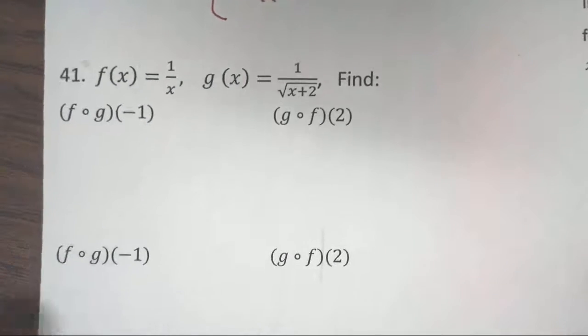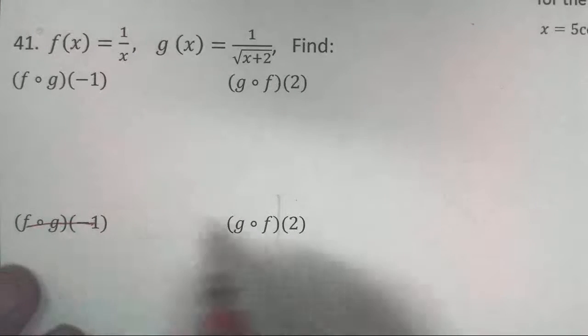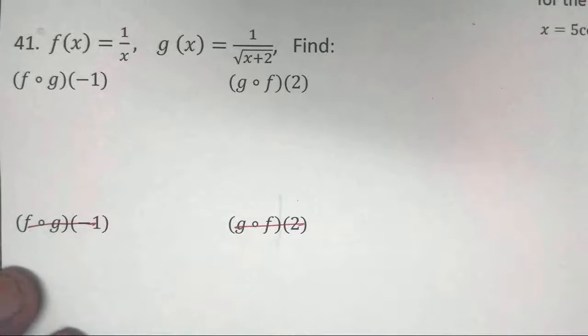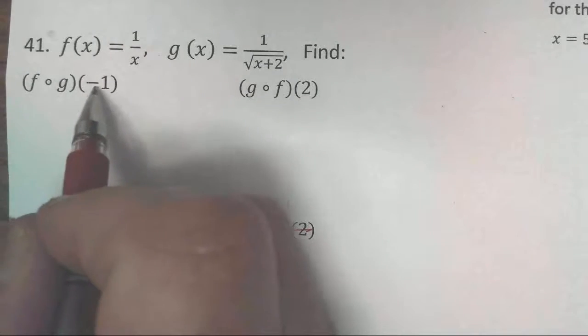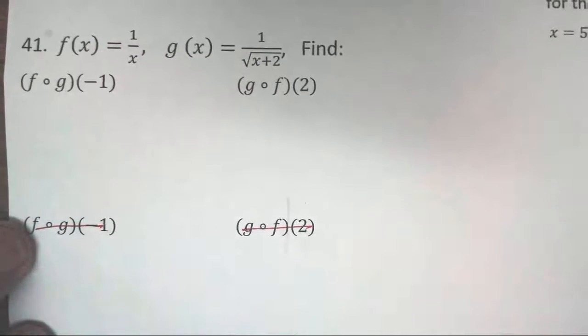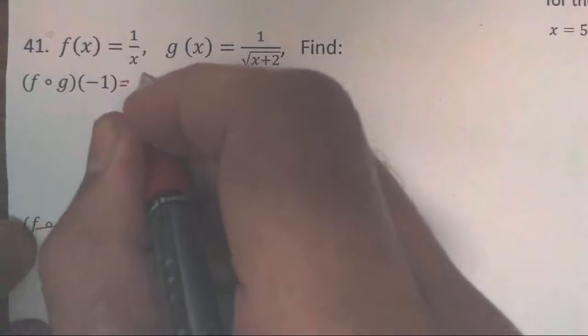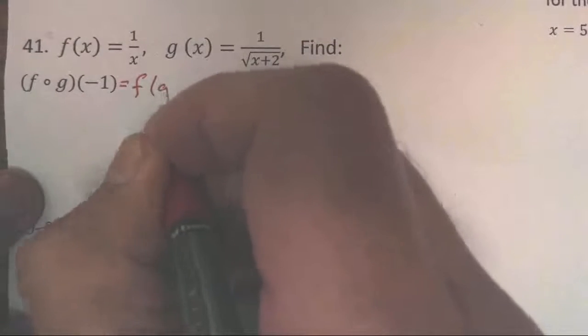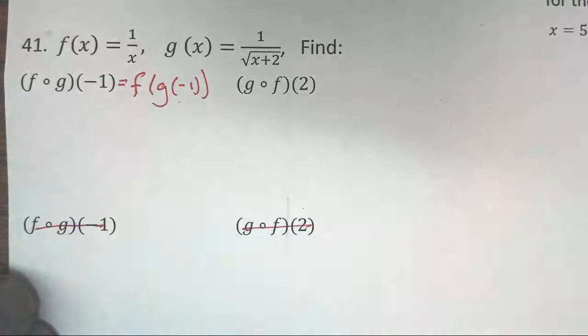Okay, let's take a look at 41, and I've got a mistake here on 41. As you'll see, I just repeated the same problem. So we're just going to do the top portion of that. Some people call this f o g of -1, and I guess if you know what that means, that's great. I really prefer when I see this to read it as if it was this, f of g of -1.